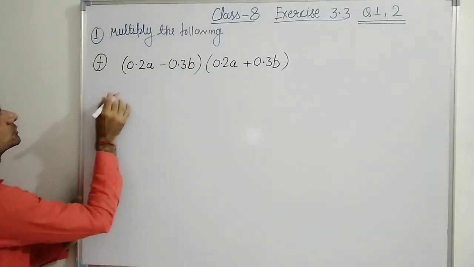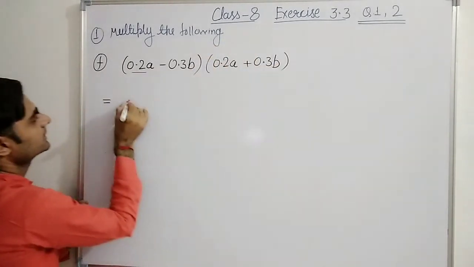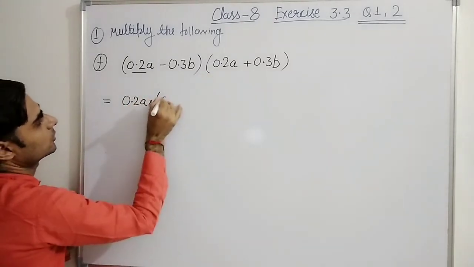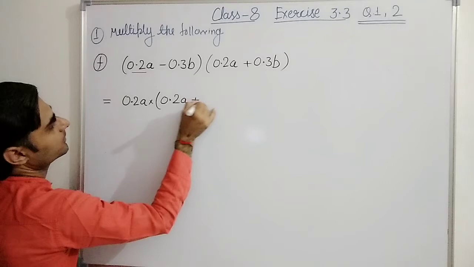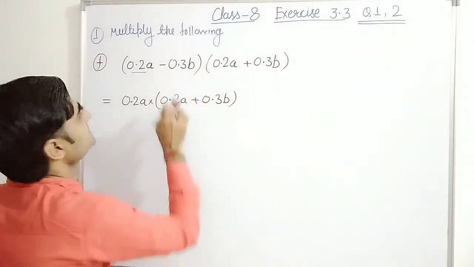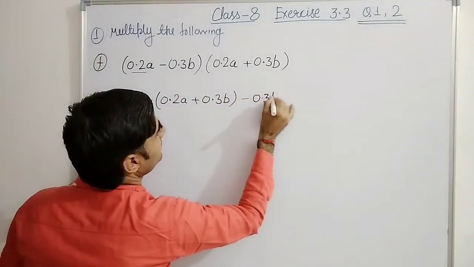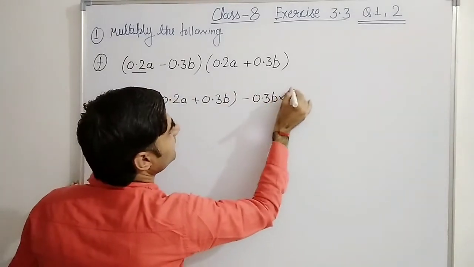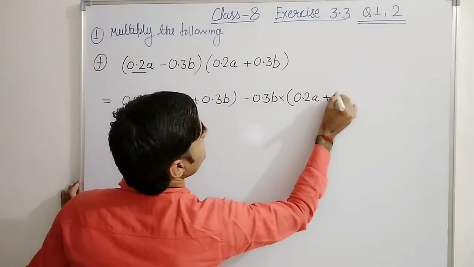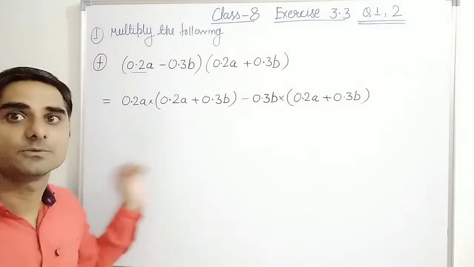This will be equal to, first of all, this will be multiplied to the whole of this. Okay, so this will be 0.2a multiplied by the whole 0.2a plus 0.3b. Correct? Now the rest part, this one, minus 0.3b will be multiplied by this whole, and that is 0.2a plus 0.3b. Correct? Now we will multiply.